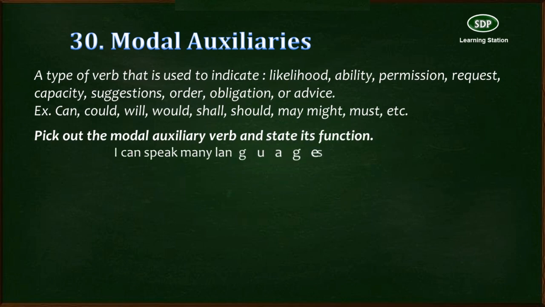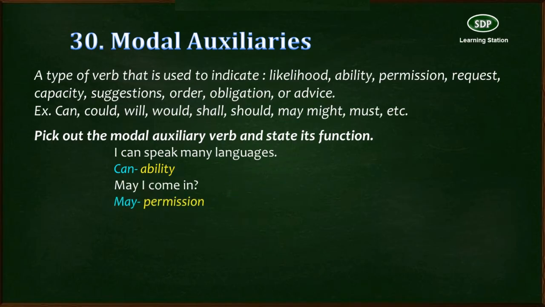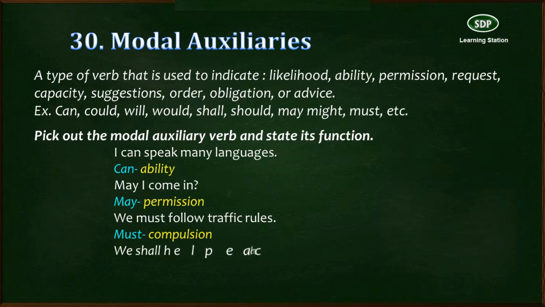I can speak many languages. Here, can is a modal auxiliary verb. It shows ability. May I come in? May is a modal auxiliary verb. It shows permission. We must follow traffic rules. Must is a modal auxiliary verb. It shows compulsion. We shall help each other. Shall is a modal auxiliary verb. It shows advice, suggestion.